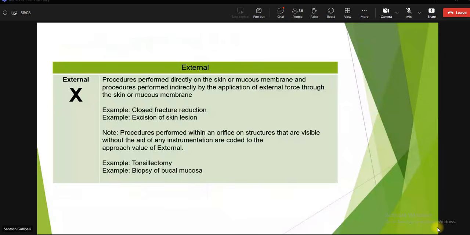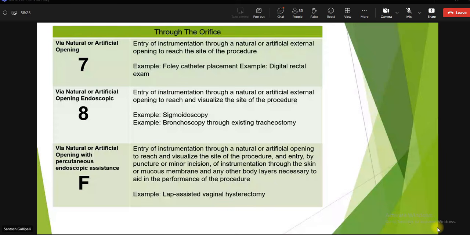Any doubts? Via natural or artificial opening with percutaneous endoscopic approach: in this approach only one procedure is performed, laparoscopic assisted vaginal hysterectomy. Any procedure through the vagina is done without making an incision and cutting, just as a baby is not taken out by cutting there. So that is basically via natural or artificial opening.